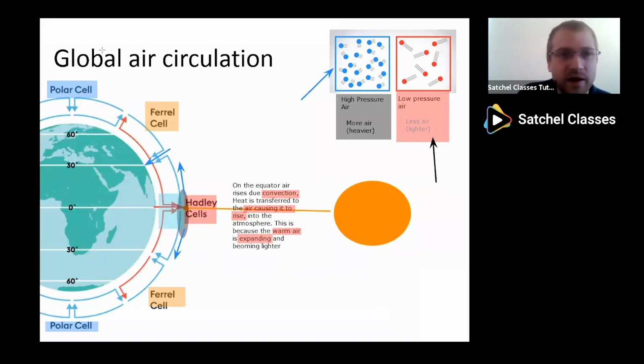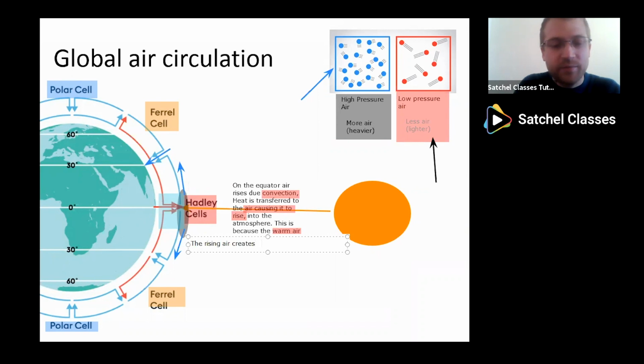Okay, so this will create clouds. Rise in air creates clouds which rain or precipitate. Okay, air will spread out across the edges of our atmosphere, losing energy as it spreads.